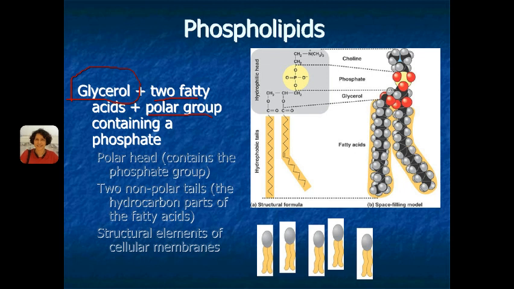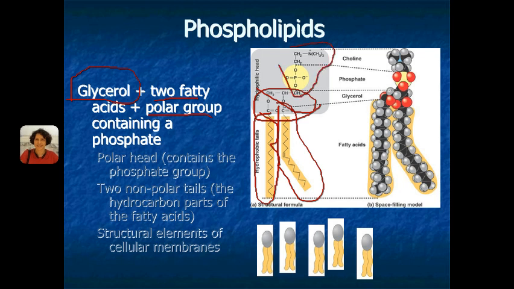So if we take a look here at the illustration of the phospholipid, the glycerol molecule is shown here. And then the 2 fatty acids are attached to the glycerol molecule here and here. And then here on this side is the polar group with the phosphate functional group. Here is the phosphate group, I'm circling it. If you look at a 3D representation of the molecule, it looks like this.